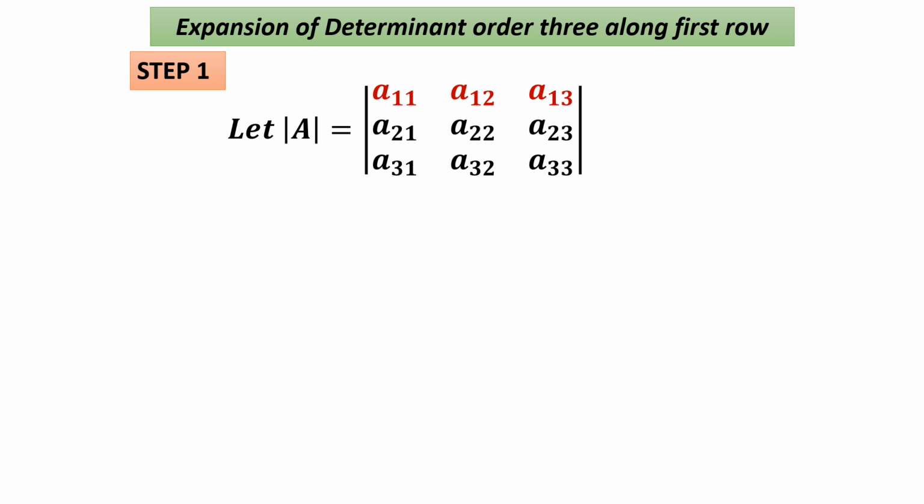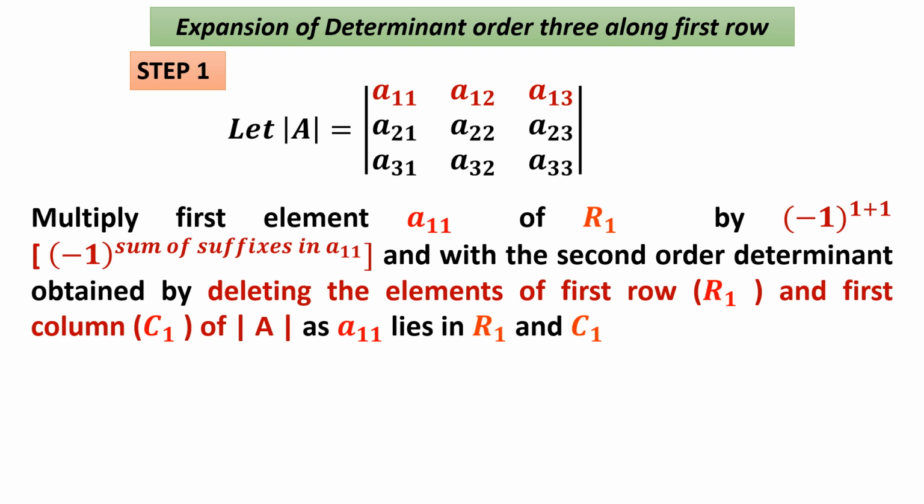What we will do? Step 1. First I will tell you how to expand along the first row. This is common for all. Now we have taken the first row elements A11, A12, A13. We are going to expand with respect to that first row. Multiply the first element by minus 1 whole power 1 plus 1. Where did this 1 plus 1 come from? It came from A11. Aij, therefore i plus j.